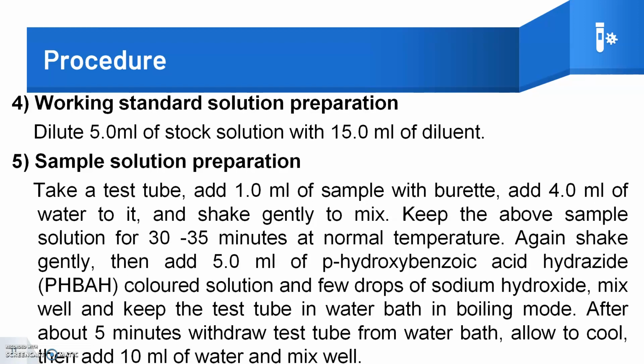The next point is the sample solution preparation. Take a test tube, add 1 ml of sample with a burette, add 4 ml of water to it and shake gently to mix. Then keep the above sample solution for 30 to 35 minutes at normal temperature and again shake gently. Then add 5 ml of the para-hydroxybenzoic acid hydrazide colored solution and a few drops of sodium hydroxide. Mix it well and keep the test tube in a water bath in boiling mode. After about 5 minutes, withdraw the test tube from the water bath and allow it to cool. Then add 10 ml of water and mix well. So this completes the sample preparation.